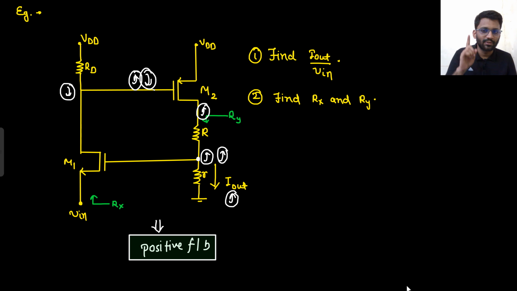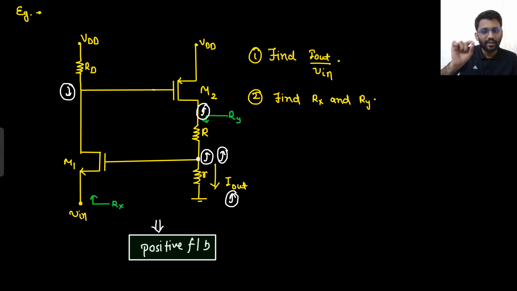Okay. And so two things are there to determine the sign of feedback. What are the two things? First thing is that you will short circuit the input source. If it is a voltage source, you will short circuit it. If it is a current source, you will open circuit it. You just need to nullify the independent sources, the voltage source and current source.